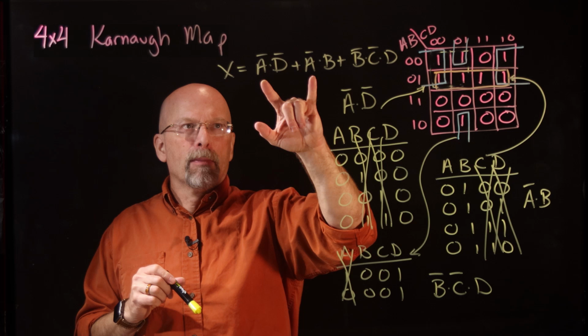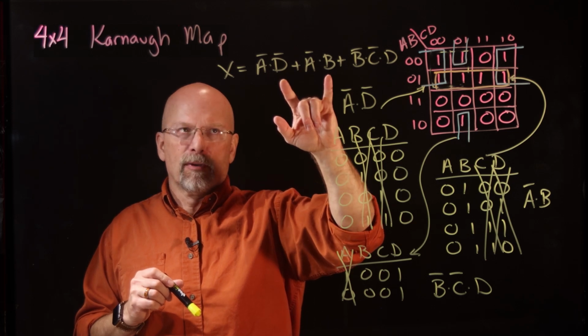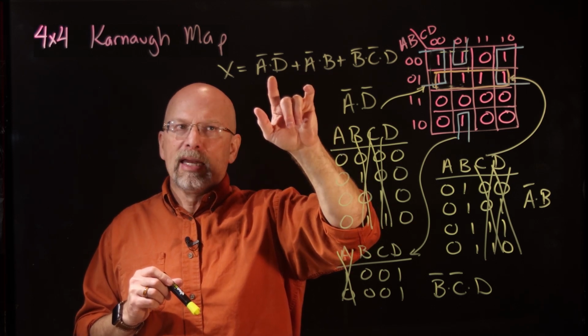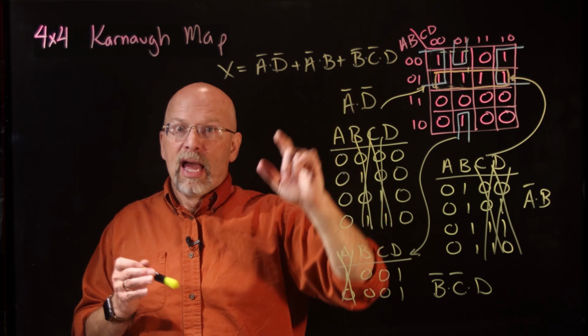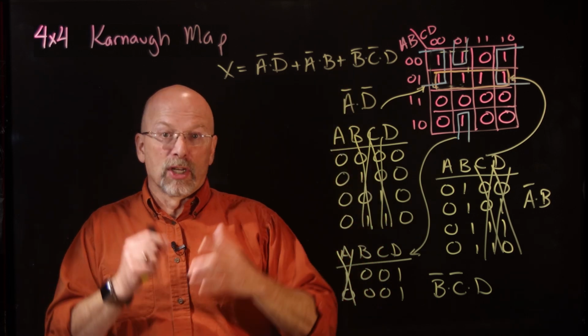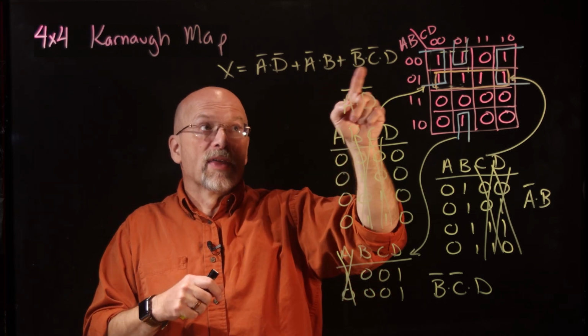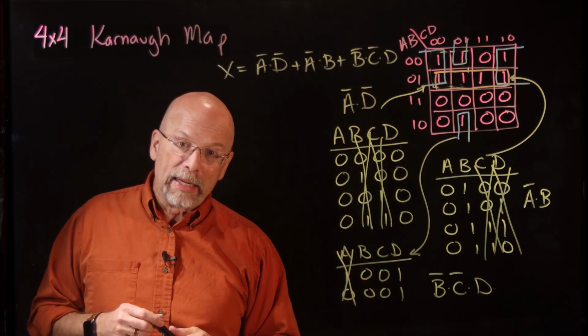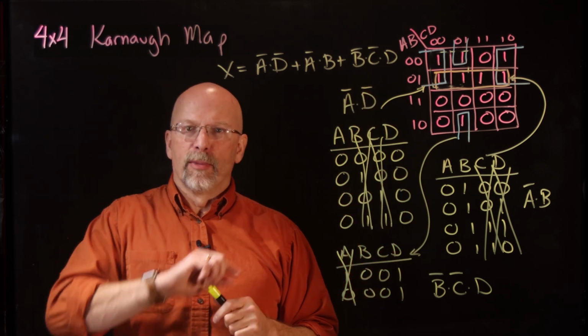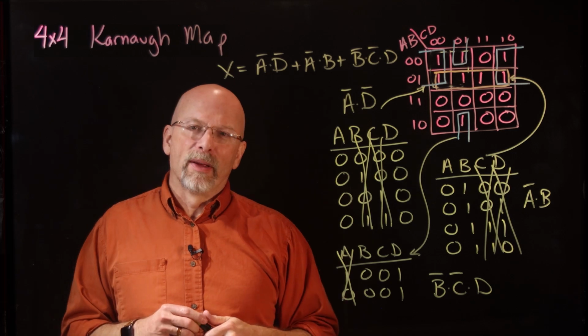If you pulled the A bar out of this, you couldn't simplify any further. You'd have A bar ANDed with D bar or B, and that would give you a 3rd level of logic, because that would have to be computed before it then got ORed with B bar, C bar, D. So leave it like that. You're at the most simplified expression for a 4-input circuit.